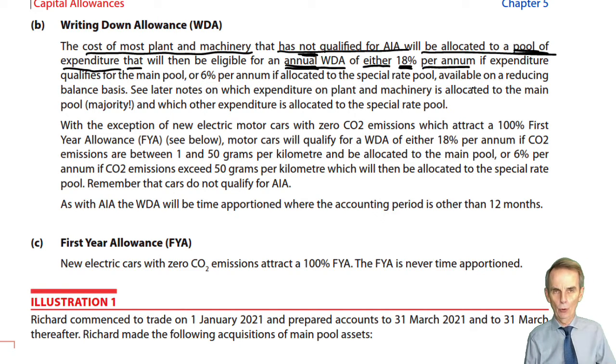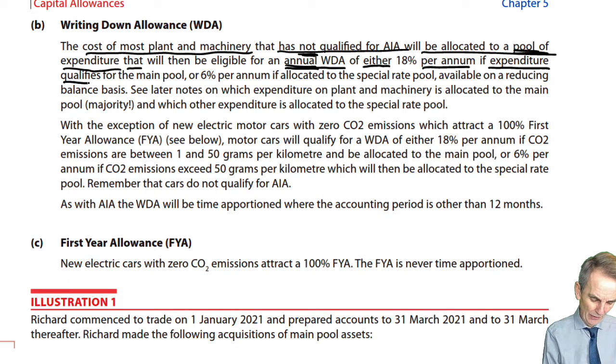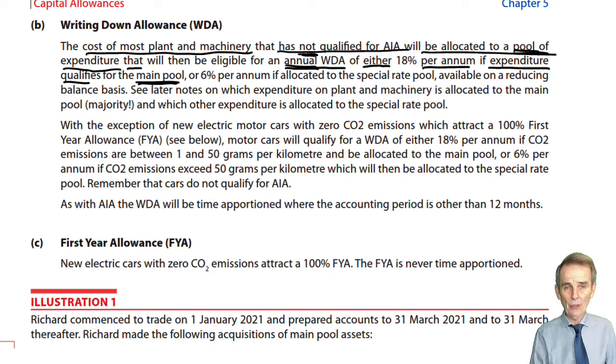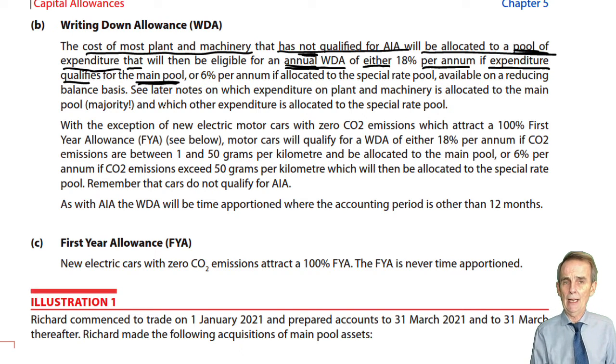The time apportionment is based on the length of the accounting period itself. Now it's 18% per annum if expenditure qualifies for the main pool. And the majority of plant and machinery in real life will be main pool expenditure, and therefore the 18% per annum would be available.